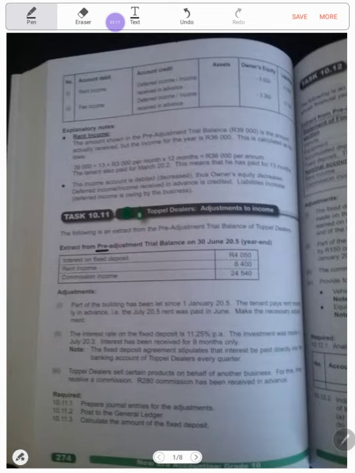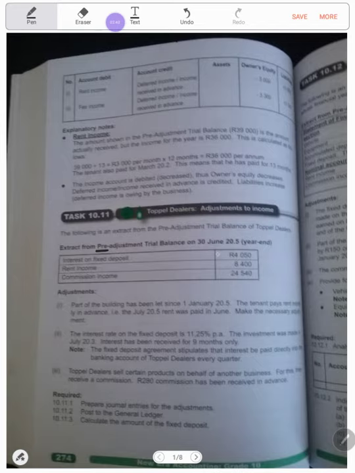Alright, so adjustment number 1. They said part of the building has been let since the 1st of January 20.5. So now remember, dates are very important. We started renting out our building the 1st of January 20.5. That is when this person moved into our building. Now you need to ask yourself, when does your year end? Your year ends the 30th of June 20.5. Year end. Okay?